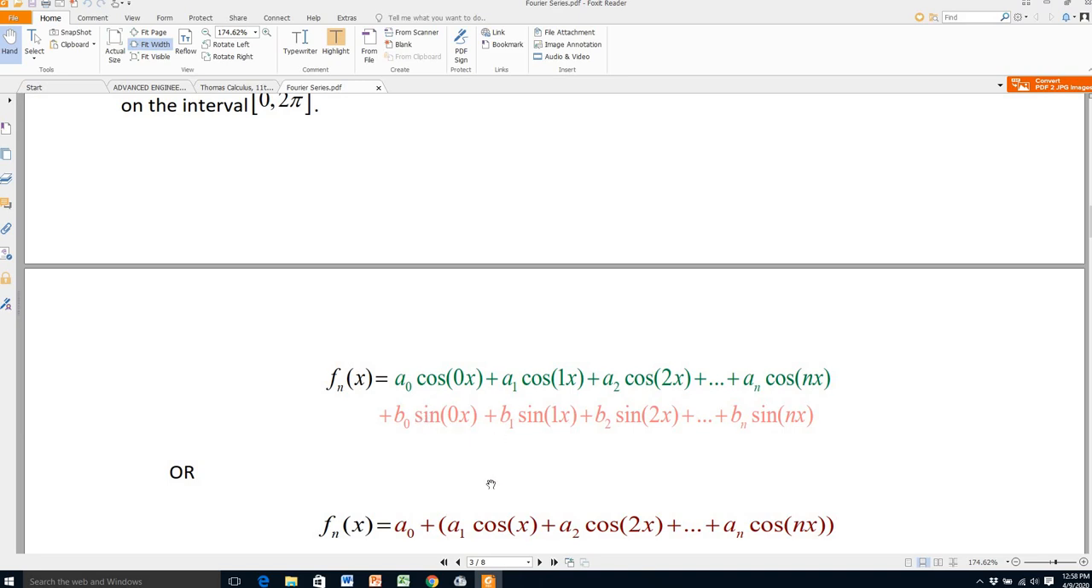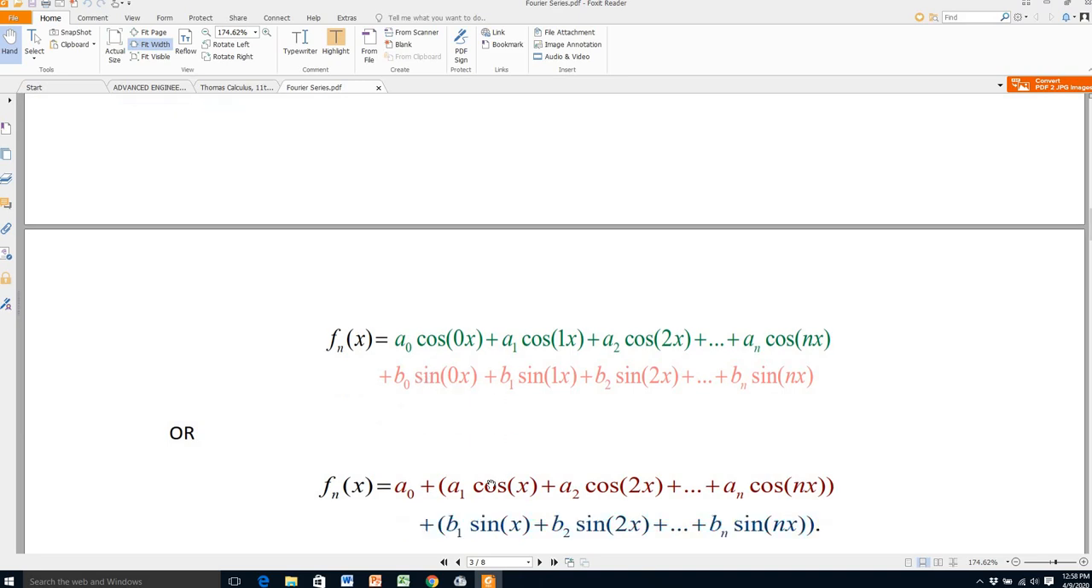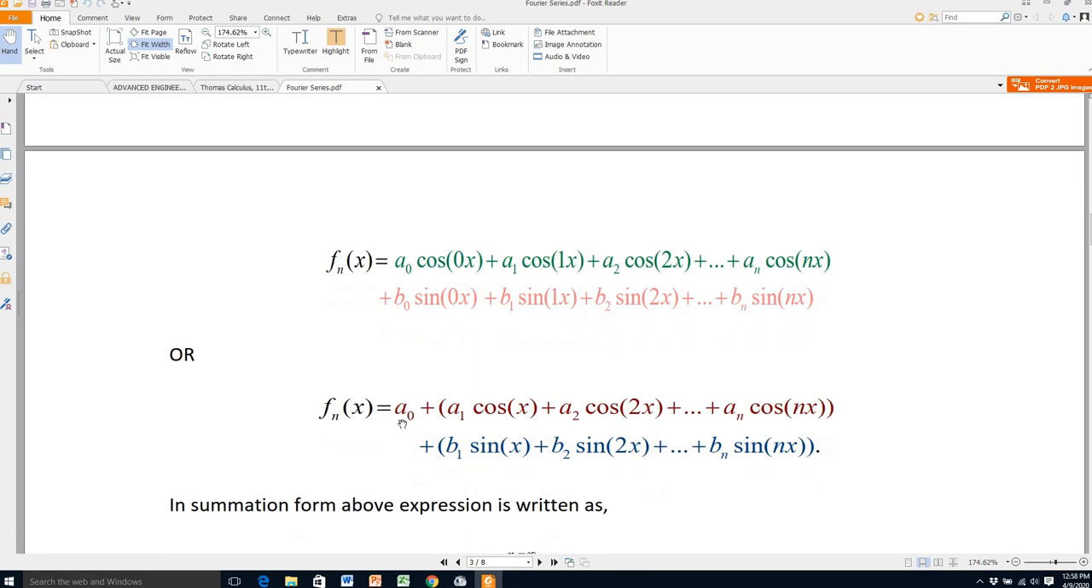So our other terms are, as you see here, f_n of x is equal to a0, because cos of 0x becomes 1, and the remaining is a0 plus a1 cos of x, a2 cos of 2x, and so on, an cos of nx. These are the terms that remain in the cosine function, and the others are the terms of the sine functions in summation form.